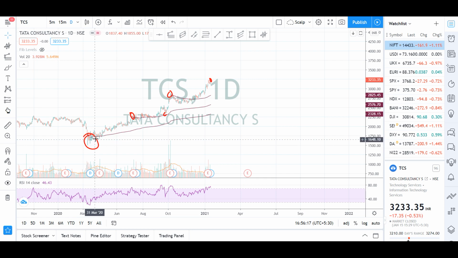So this is an anchored VWAP which is moving in the upward direction, and we can continuously mark these levels and use them as support and resistance.